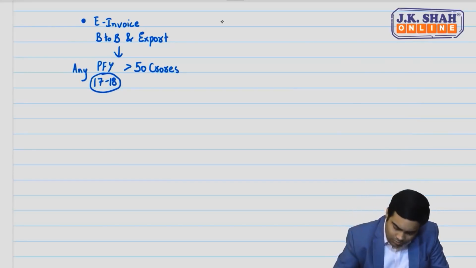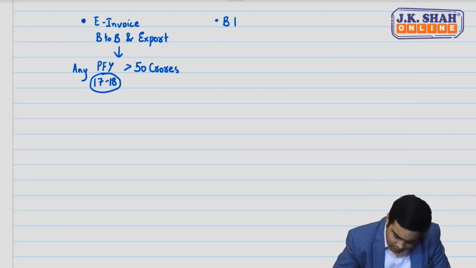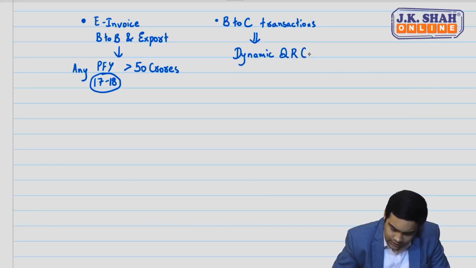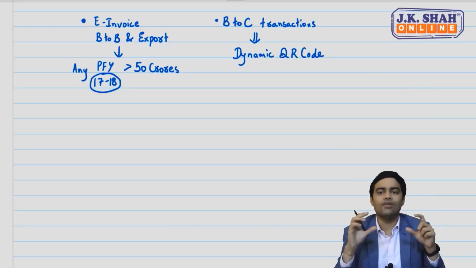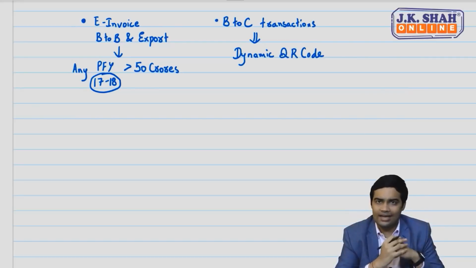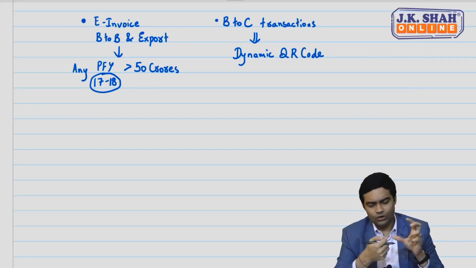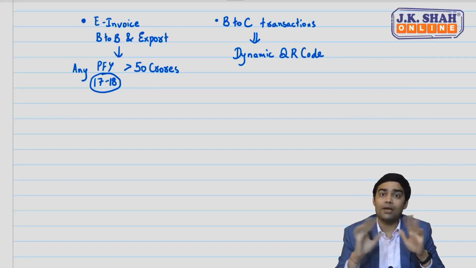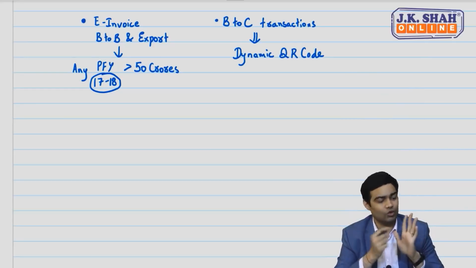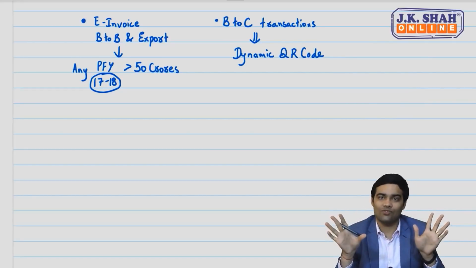Now, what about B2C transactions? For B2C transactions, government said that every invoice should have a dynamic QR code. Sir, what is this dynamic QR code? See, this dynamic QR code will contain details relating to that invoice, and if you scan that, you will be able to make payment automatically. You don't have to enter the amount. That's the only use of it.